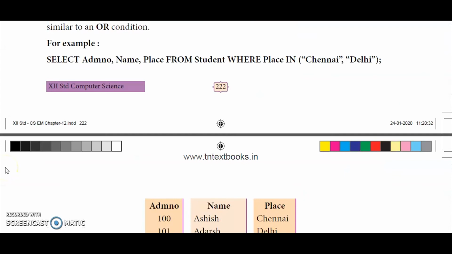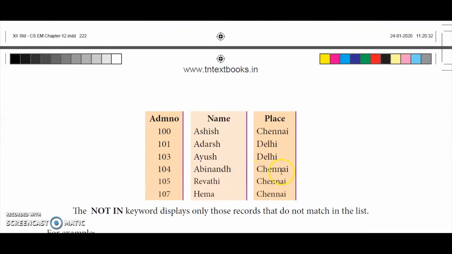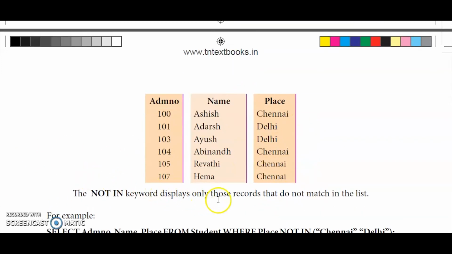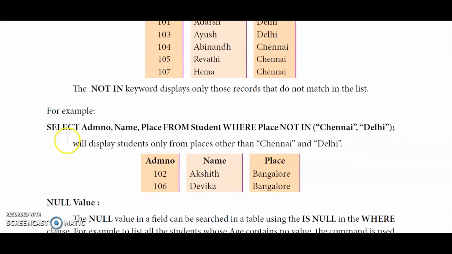Okay. So Chennai, Delhi. If there are two values, Chennai and Delhi, then only the records whose place value is Chennai or Delhi will come. So those who are having Chennai and Delhi in their place value, that records is alone displayed. So not in keyword displays only those records that do not match in the list. Like between and not between, the same way in and not in. So these two operators already we have seen in the string operators. Okay. So select admission number, name, place from student, where place not in Chennai, Delhi, then only the records of the people from places other than Chennai and Delhi, like Bangalore, will be displayed.